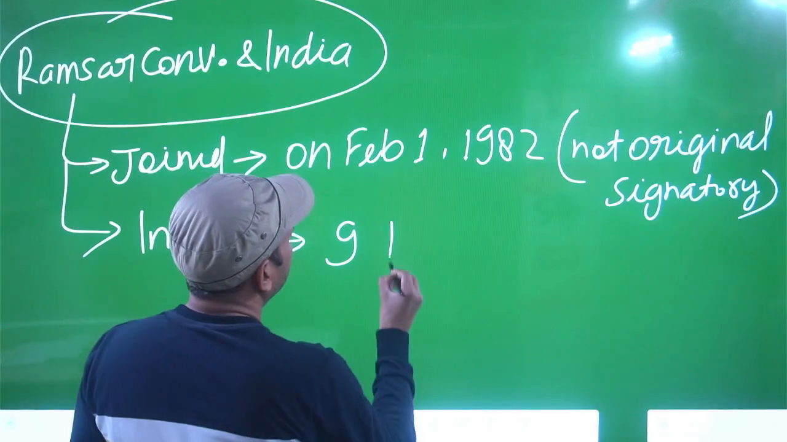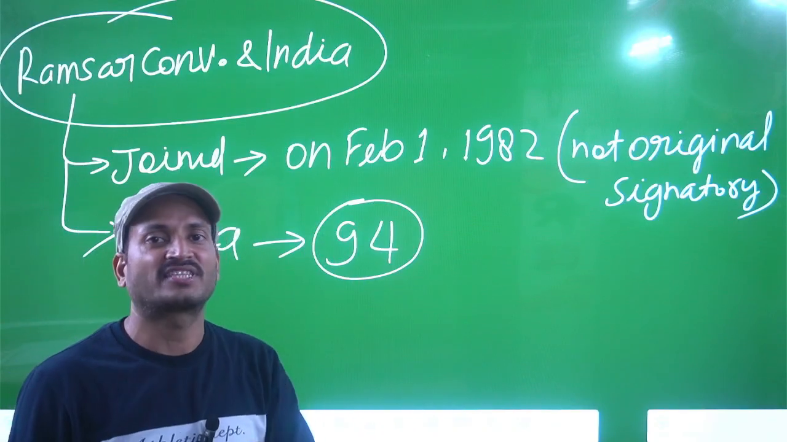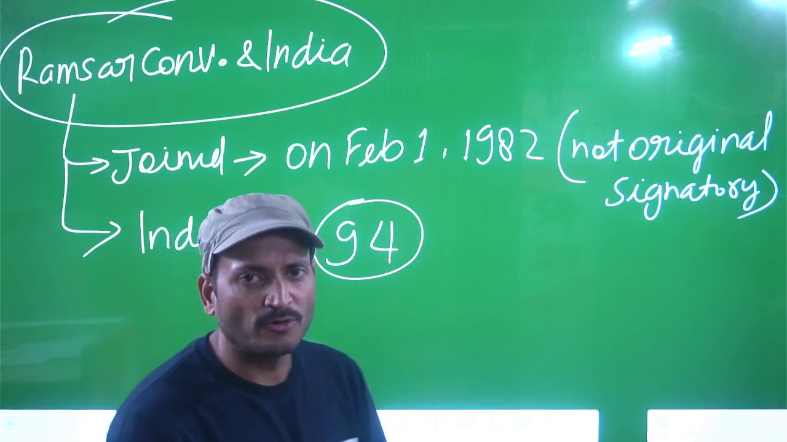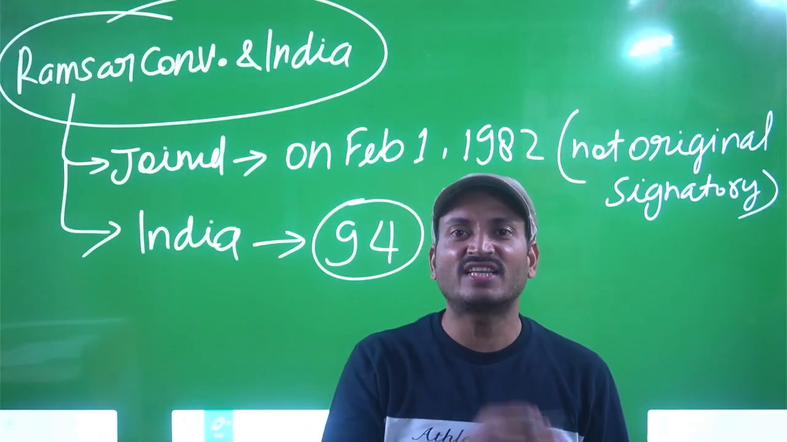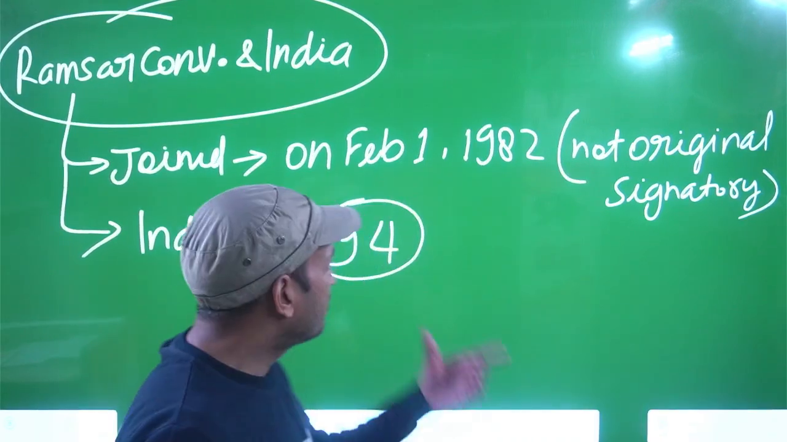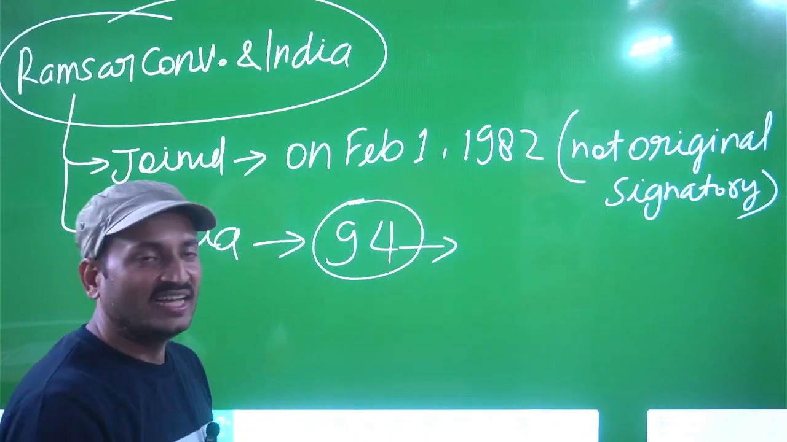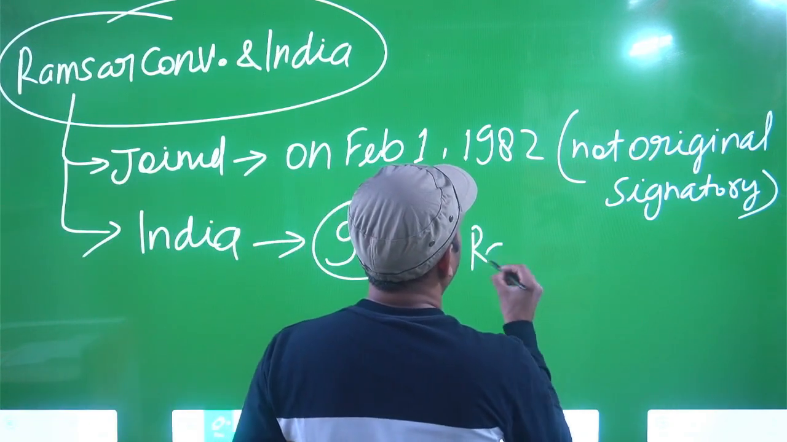Next important thing, as per the latest sources, India has a total of 94 wetlands recognized as Ramsar sites. There are multiple notified wetlands in India, more than 1300 wetlands notified by the government. But of all of them, 94 wetlands of India are recognized as Ramsar sites.